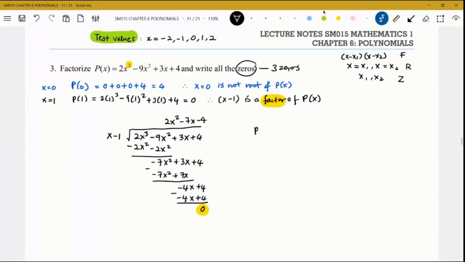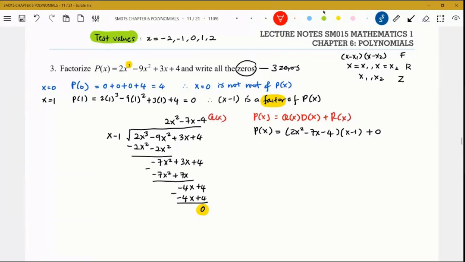We put back P(x) will be quotient multiplied with divisor plus remainder. So it will be 2x squared minus 7x minus 4, multiplied with divisor x minus 1, and then the remainder is empty. Because this is the pattern P(x) equal to Q(x) times D(x) plus R(x). So the quotient is this one, this is our divisor, this is P(x), this is R(x). So this one does not need to be written, no problem. So directly 2x squared minus 7x minus 4.